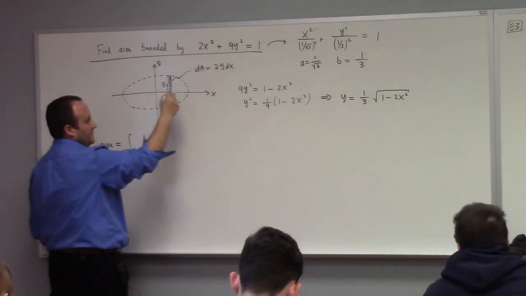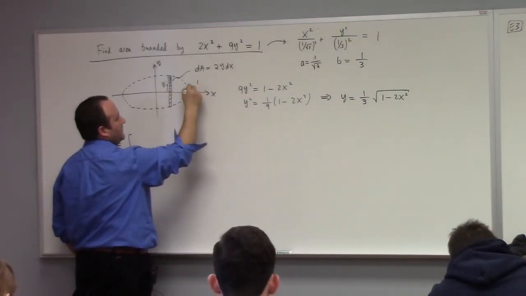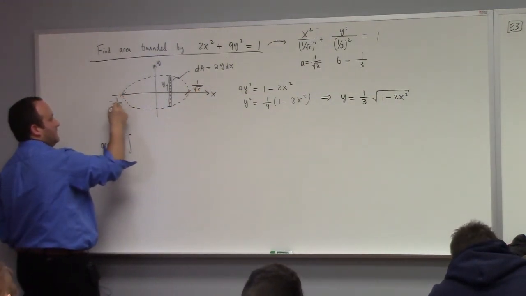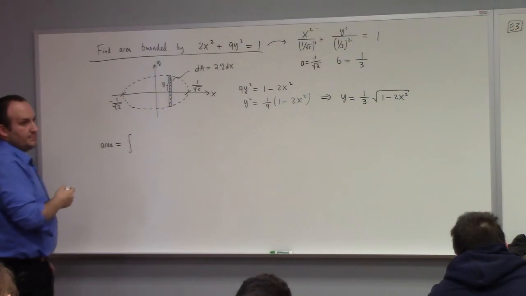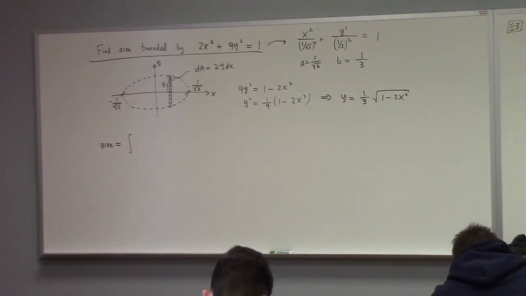What were the x-intercepts again? This is 1 over root 2, right? And over here was minus 1 over root 2. So we can draw this vertical strip ranging from x equals minus 1 over root 2 to x equals 1 over root 2. And to add those up, we integrate, right?